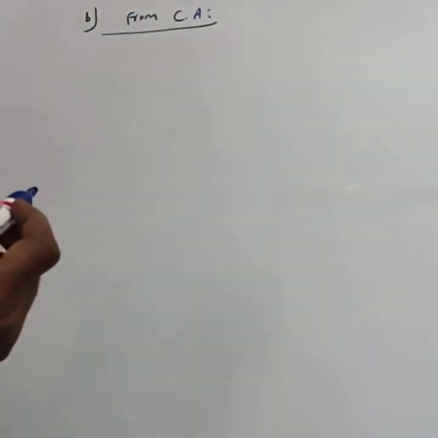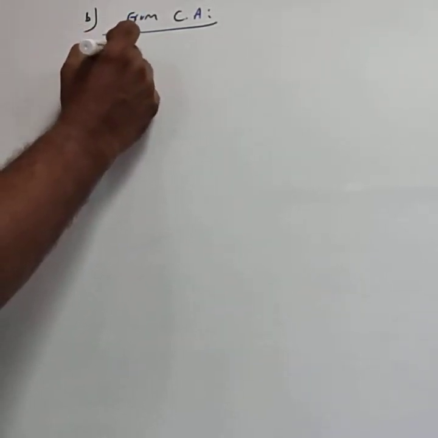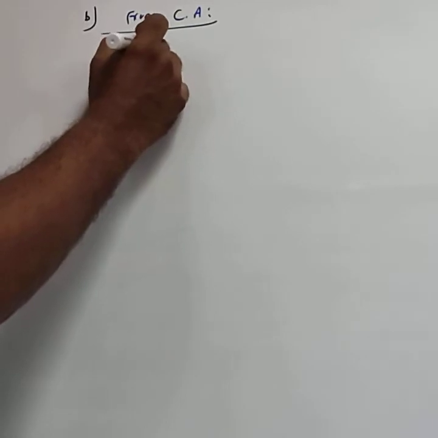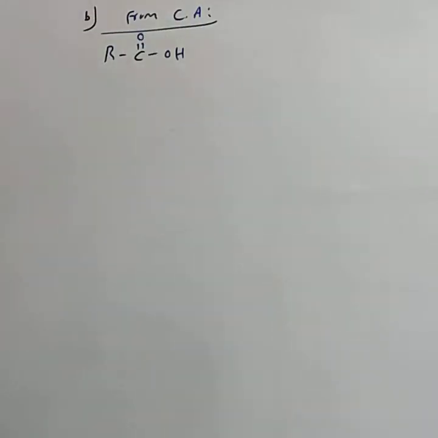The last carbonyl compounds are aldehyde and ketone. Next one is carboxylic acid. The carboxylic acid general formula is RC double bond OH, correct? RCOOH. This is the carboxylic acid.